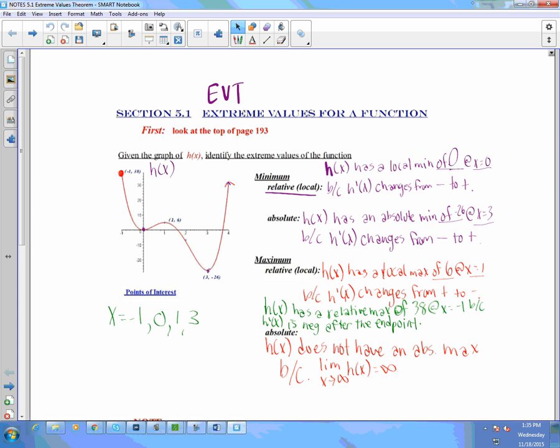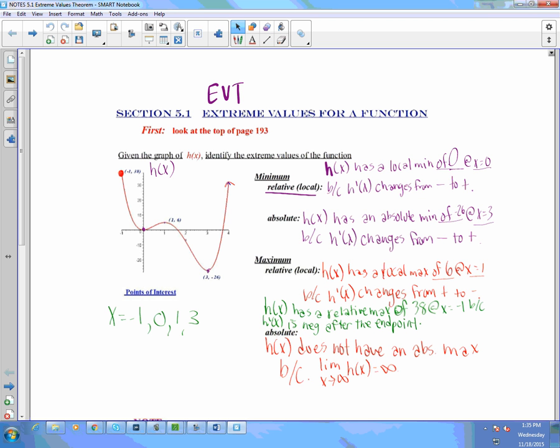Okay, so 5.1. Last time we just did one example, I think. But we already know it's probably the same as 5.2, the 5-step process. First, we use it to find intervals of increasing and decreasing. That was 5.2. On 5.1, we use the 5-step process to find maximums and minimums. And there are different types of maximums and minimums.